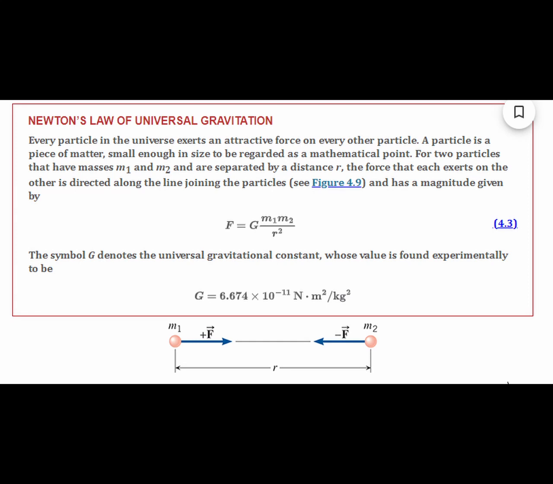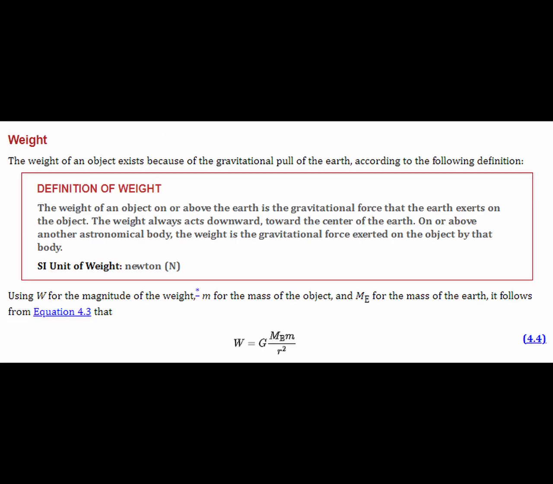We have already looked at the gravitational force in the previous video. It exists between any pair of masses. On the surface of the Earth, the gravitational force exerted by the Earth on an object M is known as the weight of the object. The unit of weight is Newton, which is the SI unit for force.